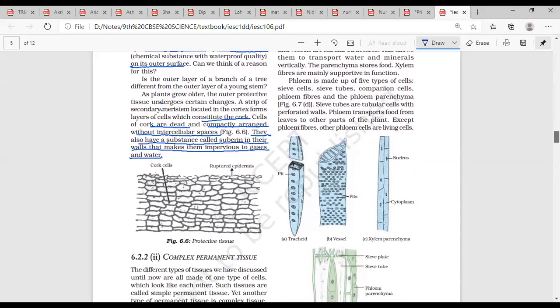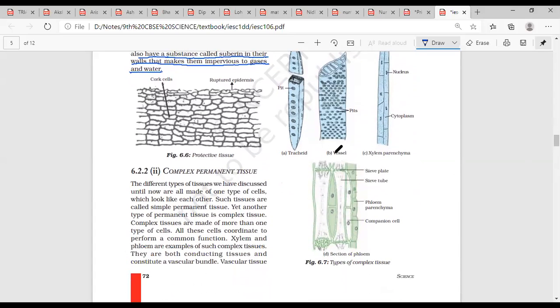Okay. Then next we have to learn the complex permanent tissues. There are two types of complex permanent tissues. One is xylem and the second one is phloem. Xylem and phloem are vascular bundles, that means these form pipe-like structures, which help in transportation of water, minerals and food through them. From one part of the plant to the other part, transportation takes place through these vascular bundles.